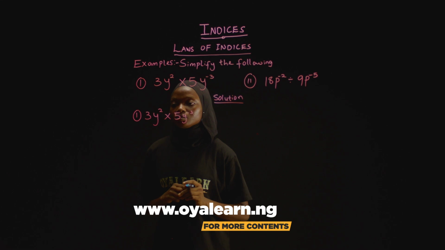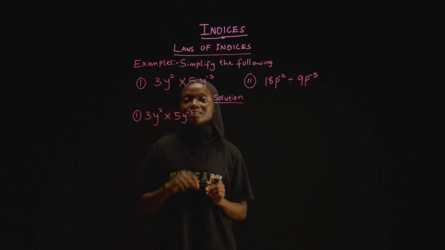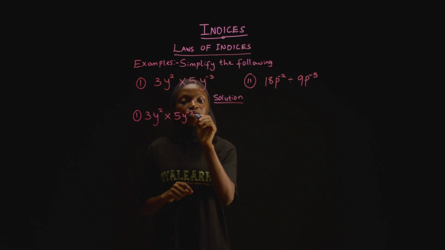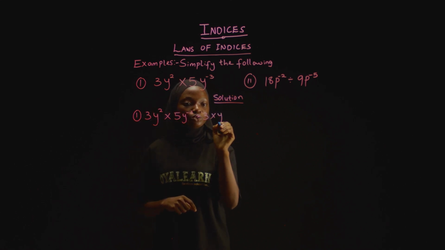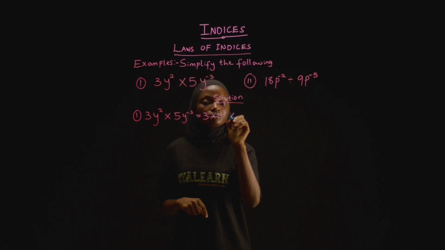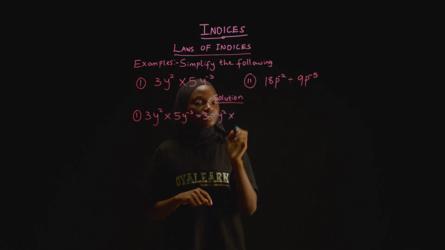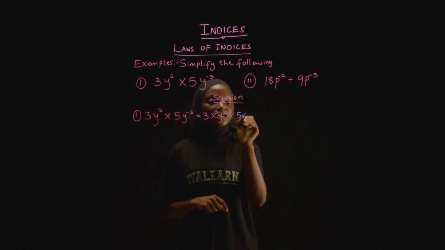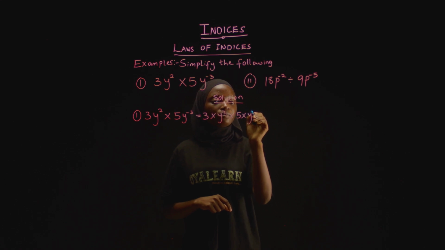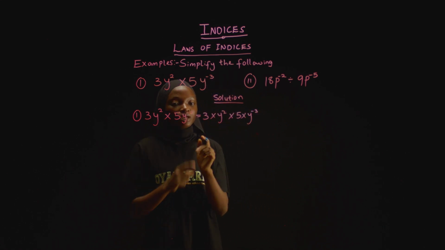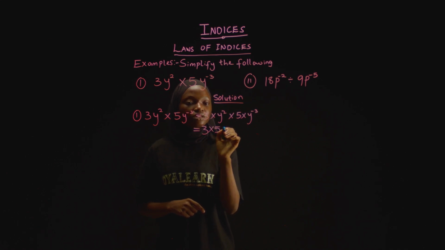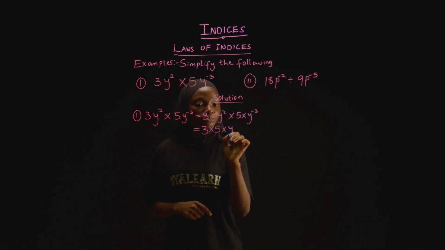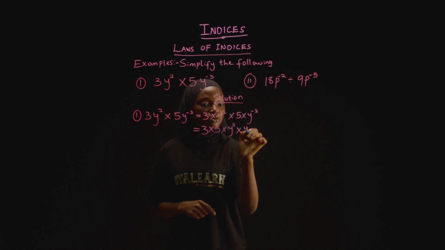To simplify this, we split the numbers and the lettered expression. That is 3y squared, same thing as having 3 times y raised to the power 2, then times 5y raised to the power minus 3 is same thing as having 5 times y raised to the power minus 3. Now bring the numbers together. We rearrange 3 times 5 times y raised to the power 2 times y raised to the power of minus 3.